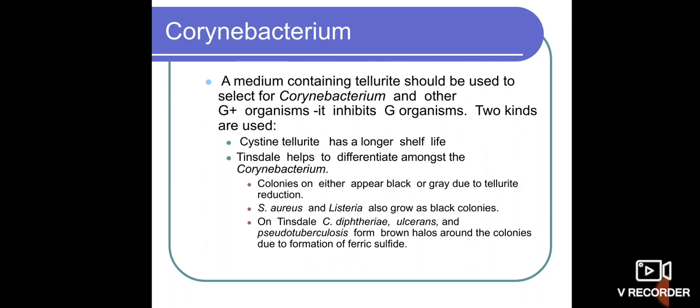We have discussed here the corynebacterium tellurite medium, and on the basis of this we have shown you the classification. Corynebacterium is a gram positive organism that inhibits the gram negative on the potassium tellurite medium. Cysteine tellurite has a longer shelf life, and Tinsdale helps to differentiate among the corynebacteria. Colonies appear either black or grey due to tellurite reduction. Staph aureus and Listeria also form black colonies, and on Tinsdale, C. diphtheriae, ulcerans, and pseudotuberculosis form brown halos around the colonies due to the formation of ferric sulfide.